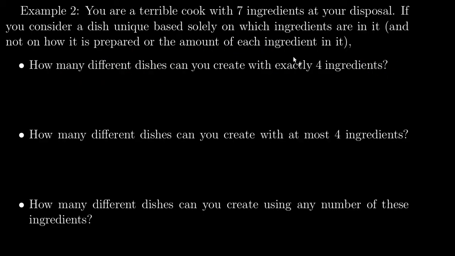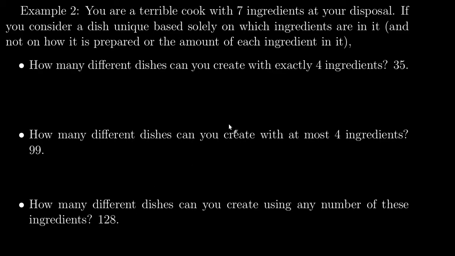Problem 2. You are a terrible cook with 7 ingredients at your disposal. If you consider a dish unique based solely on which ingredients are in it, and not on how it's prepared or the amount of each ingredient in it, how many different dishes can you create with exactly 4 ingredients? How many different dishes can you create with at most 4 ingredients? And how many different dishes can you create using any number of these ingredients? Pause the video, solve these problems, and here are the solutions. 35 for 4 ingredients, 99 for at most 4 ingredients, and 128 using any number.